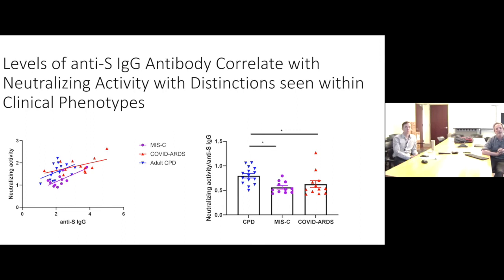And then if you quantify that by creating a ratio of neutralizing activity to anti-S IgG level, particularly in comparison to the convalescent plasma donors, the MISC patients and actually the COVID ARDS patients have less neutralizing activity per unit, if you will, of anti-S IgG.